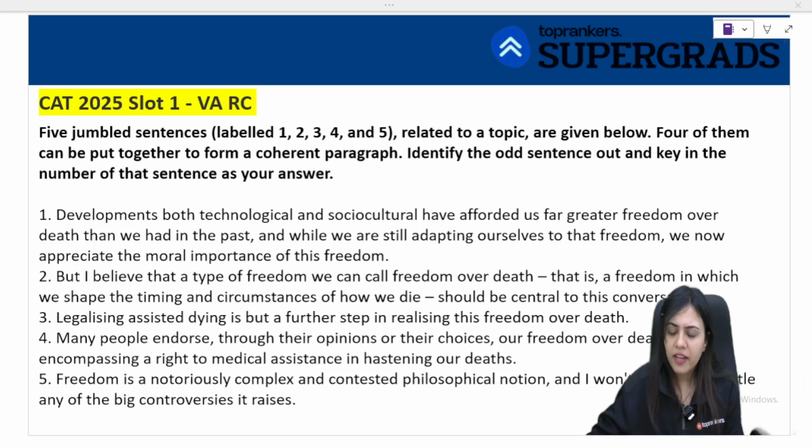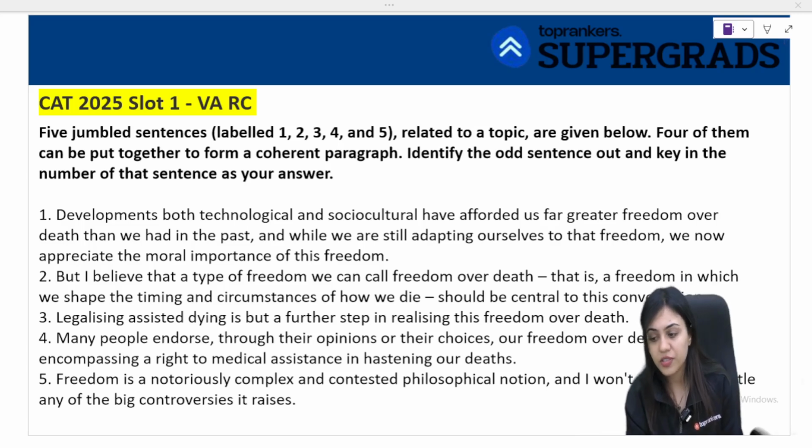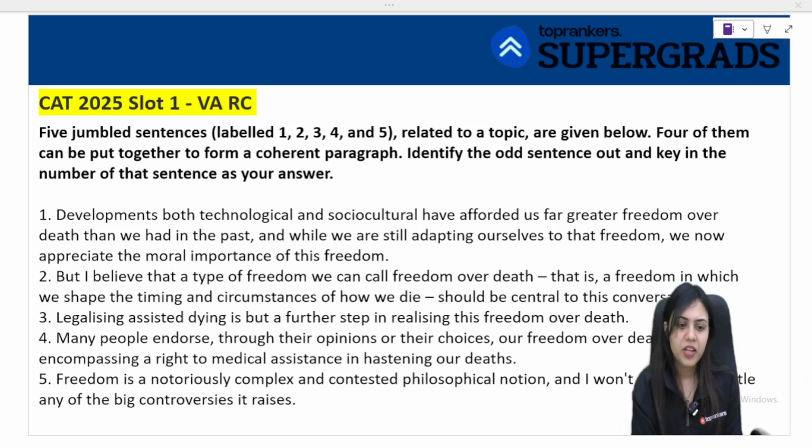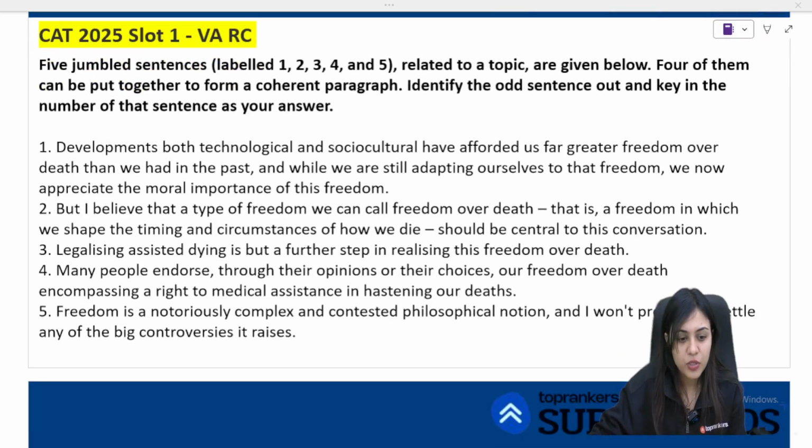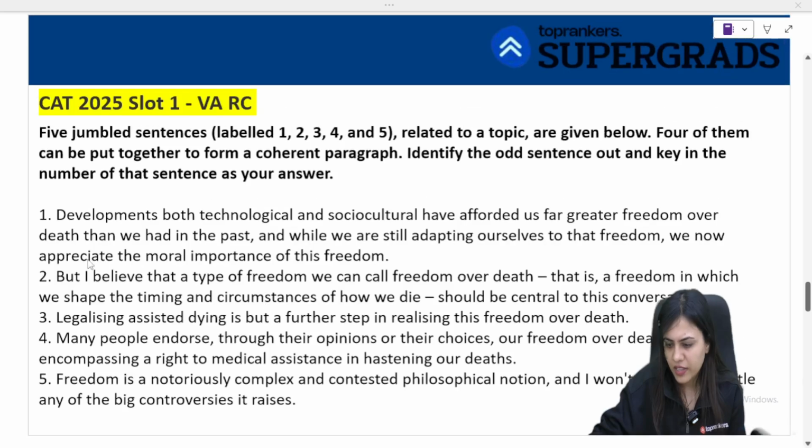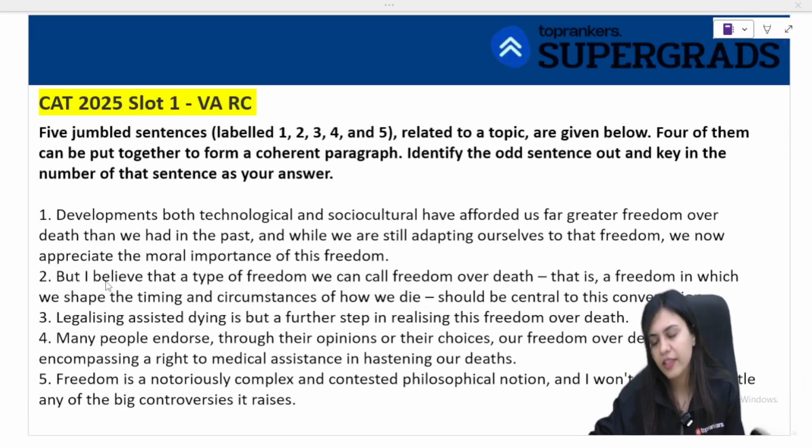Okay, and then we see an extension of that in option 3. Legalizing assisted dying is but a further step. So we are talking about a further step, which is an extension, right? Which gives us more control over death. And then we move to the fourth one. Which one? I think I missed the first one. I think the correct sequence should be fifth, then we'll have second, then we'll have 1, and then we'll have 3.